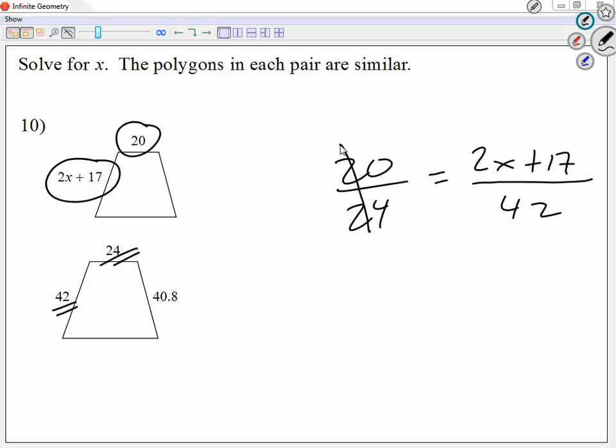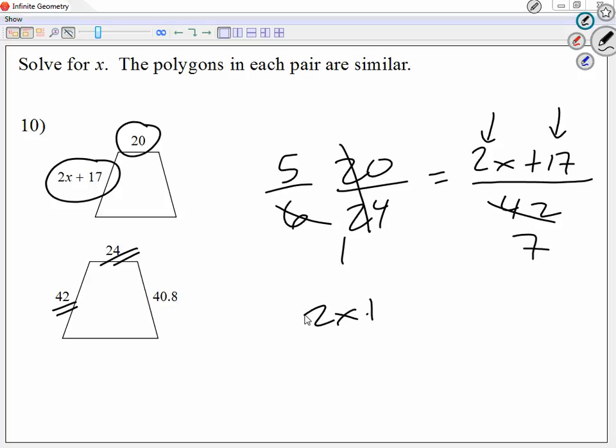20 over 24 divided by 4. Oh, better, no, 2: 10 and 12. Well, let's divide by 4 instead to make it a little bit smaller. So 5 over 6. If you cross multiply, make sure the 6 you multiply it to the 2 and to the 17. But I'm going to make my 6 a little bit smaller. I'm going to simplify 6 and 42. 1 and 7. So my 1, make sure you multiply to both.